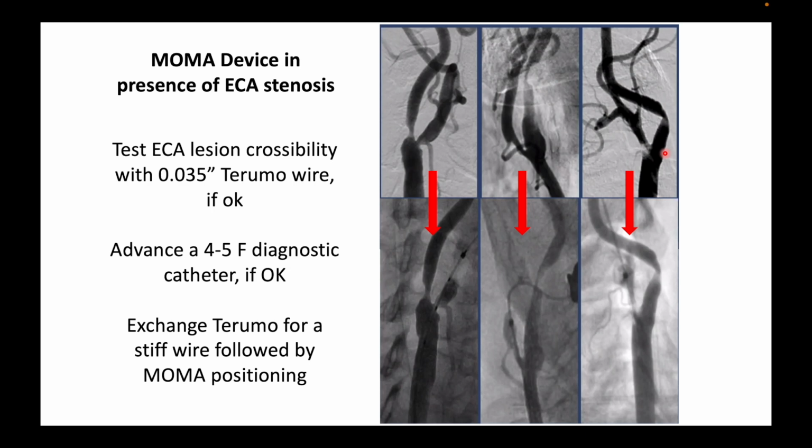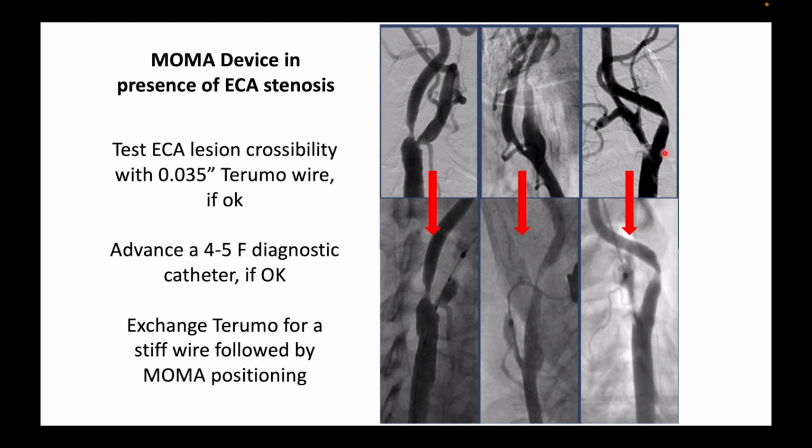So the main problem with the MoMA device is when you have a 100% occlusion of the contralateral side, because then it's an issue of tolerability, whether the patient will tolerate the occlusion on this side, because the other side is already 100% occluded. So there are ways of doing that, but it is relatively contraindicated.